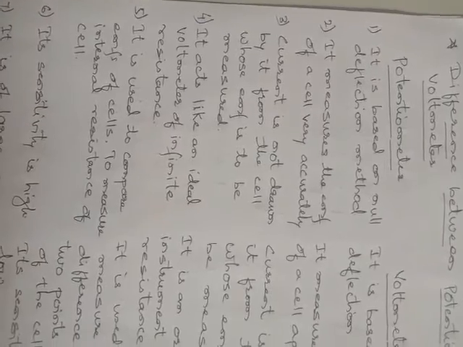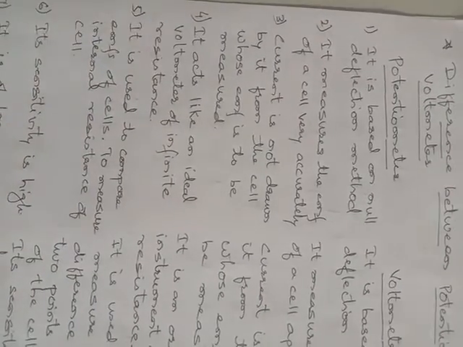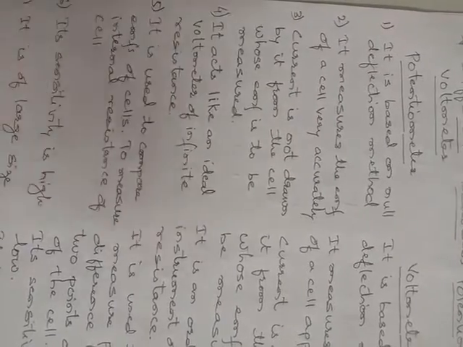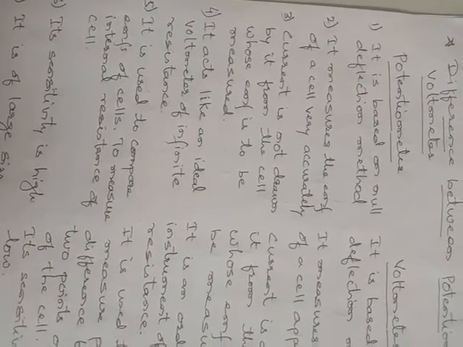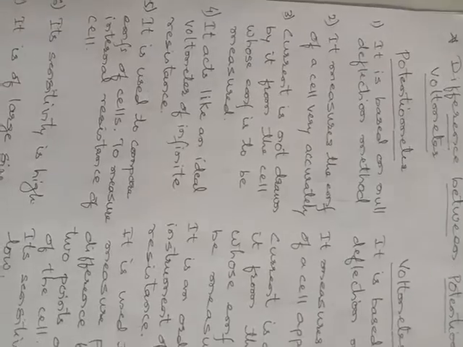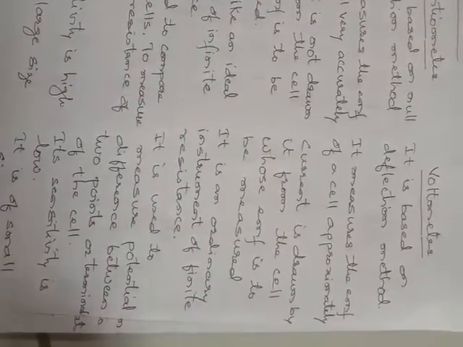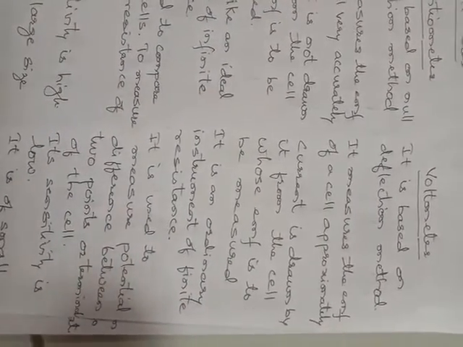Third thing, in the case of the potentiometer, current is not drawn from the cell whose EMF is to be measured. जिसका EMF हमको मेजर करना है, उस केस में करंट ड्रॉ नहीं होता है पोटेंशियोमीटर के केस में. मगर वोल्टमीटर के केस में क्या होता है? Current is drawn from the cell whose EMF is to be measured. जिसका भी EMF मेजर करना है उसमें से करंट ड्रॉ किया जाता है वोल्टमीटर के केस में.